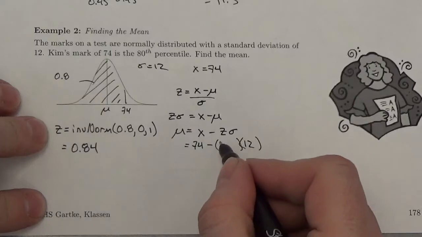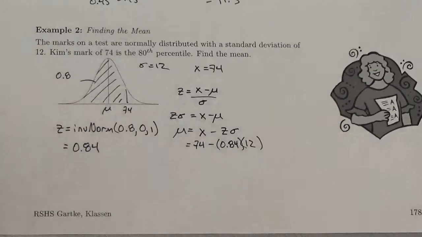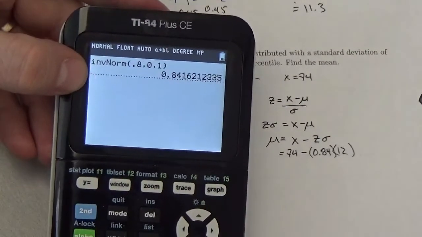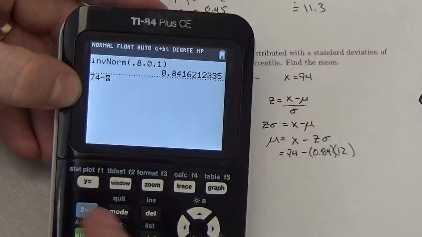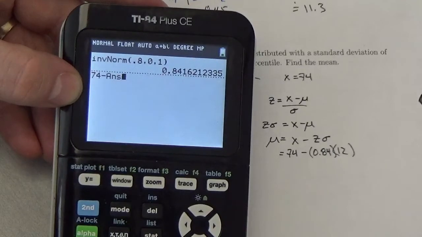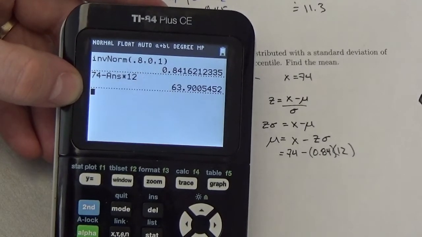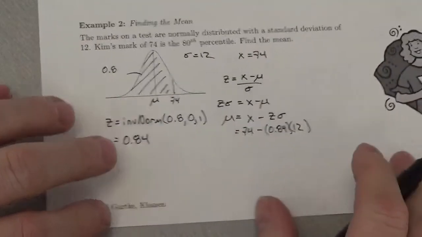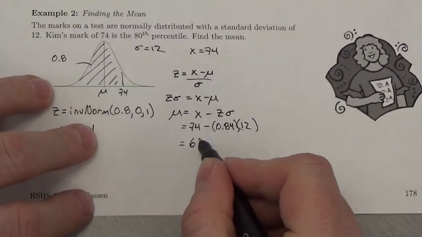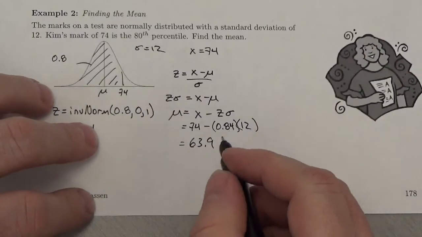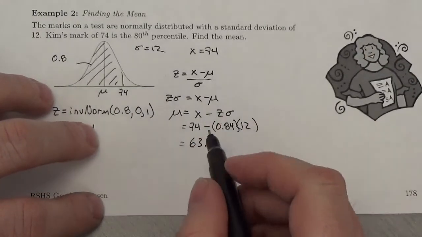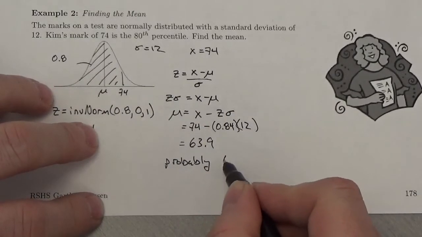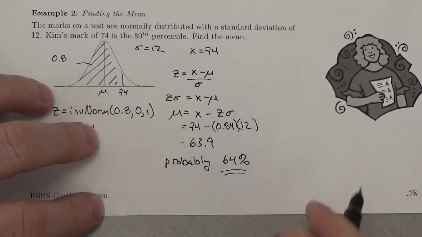But when I go to my calculator, actually what I'm going to do is I'm going to leave this in here. So I'm going to make that 74 minus that answer multiplied by the standard deviation 12 here, and we're going to get 63.9. So the mean here was 63.9. In this case, it doesn't say round to the nearest tenth, so probably what they're asking for here is really 64 as the mean.